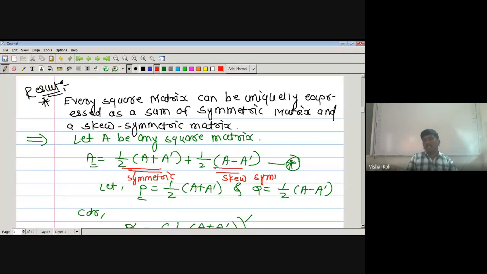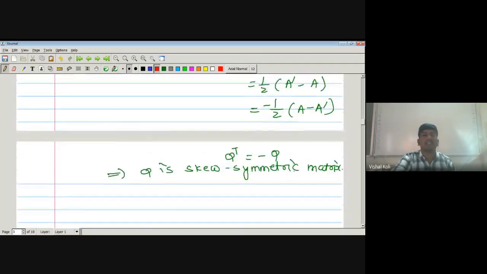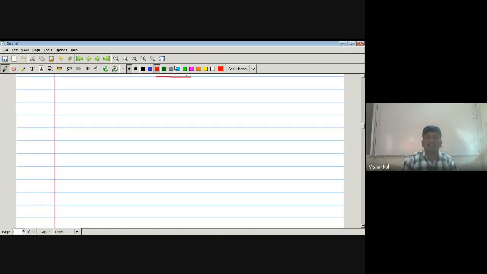So if we take any square matrix A, then it can be expressed as a sum of symmetric and skew symmetric matrix, and hence the required result. Hence the proof. Okay. Now there are some examples depending on the definition of symmetric and skew symmetric and transpose of a matrix. Okay.